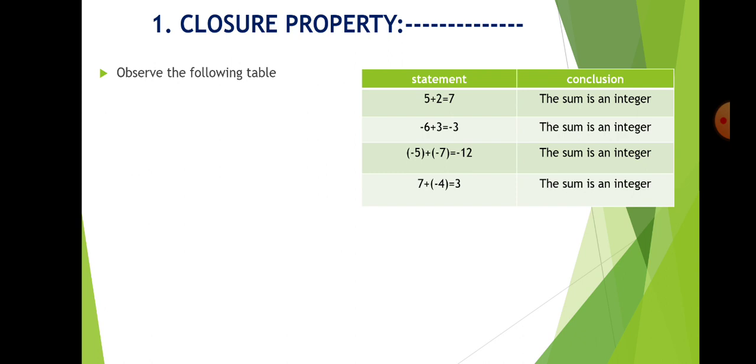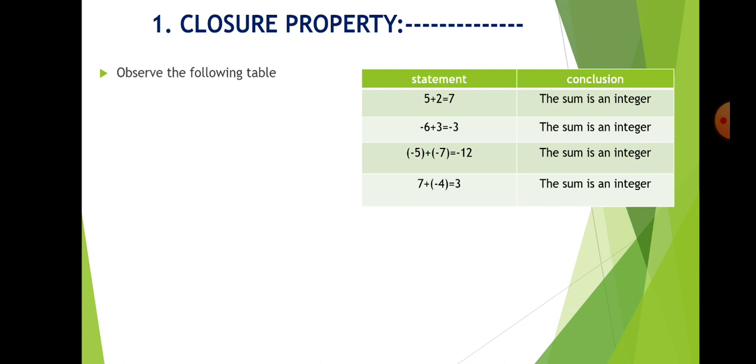So going to the next one, minus 6 plus 3. Minus 6 is a negative integer, 3 is a positive integer. Sum of these two is minus 6 plus 3. Both have opposite signs, so find the difference. 6 minus 3 is 3. The biggest number is 6, having minus, so the answer is also minus. So that is minus 3. It is also an integer.